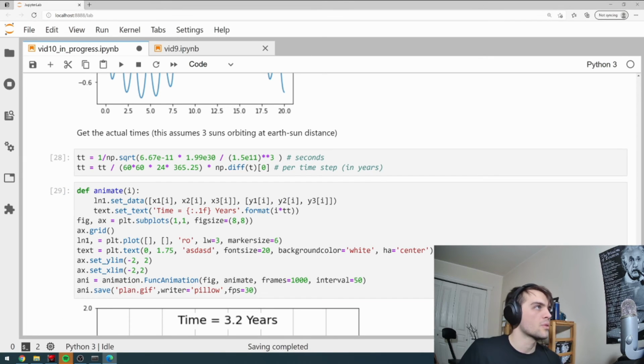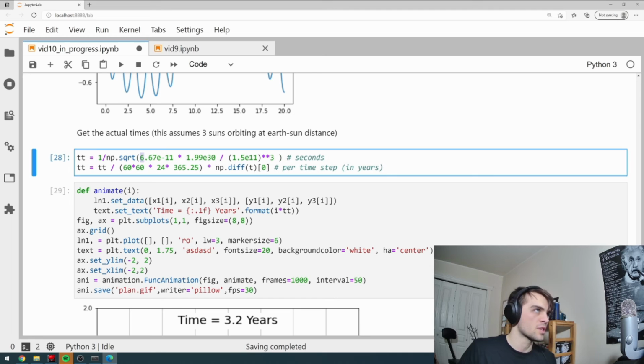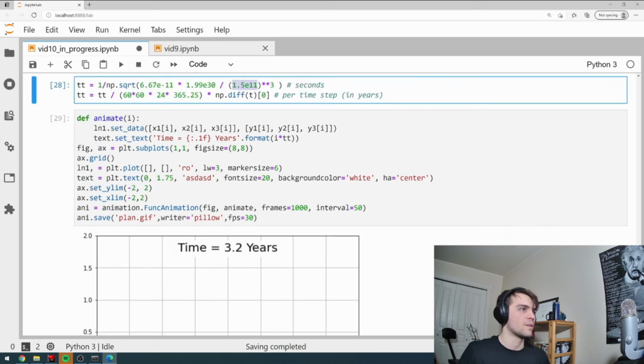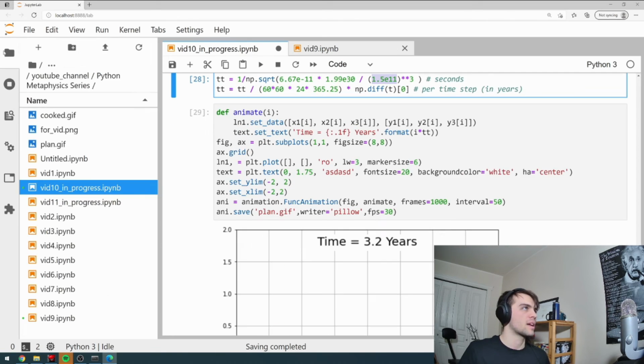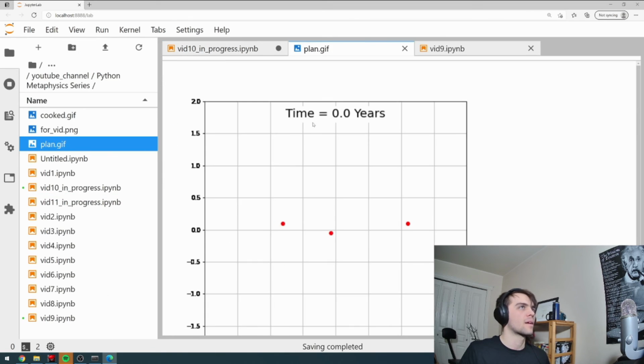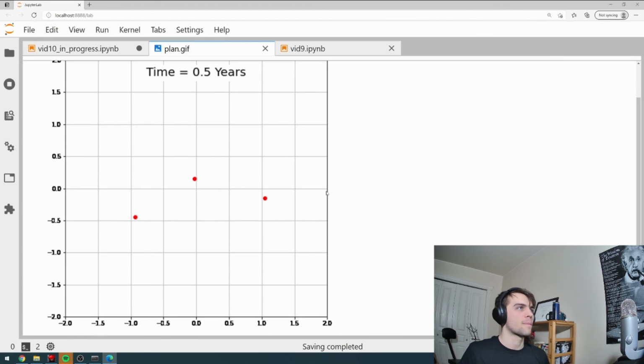And I should note as well that the conversion factors I'm using are G, and I'm plugging in, I believe, the mass of the sun. So we have three suns orbiting. And it's also Earth-Sun distance here as well. And so here I have my animation, and I can open this up here and watch beautiful motion here.